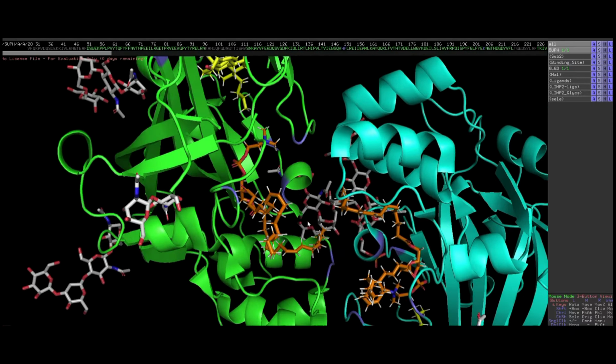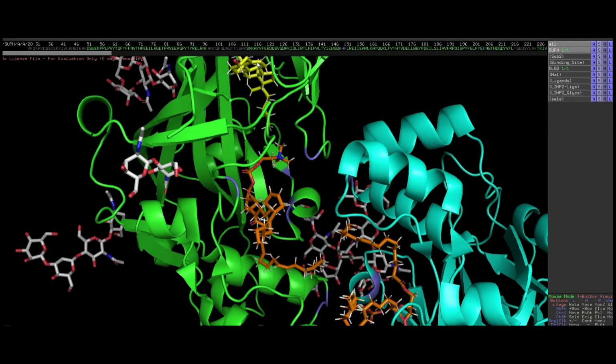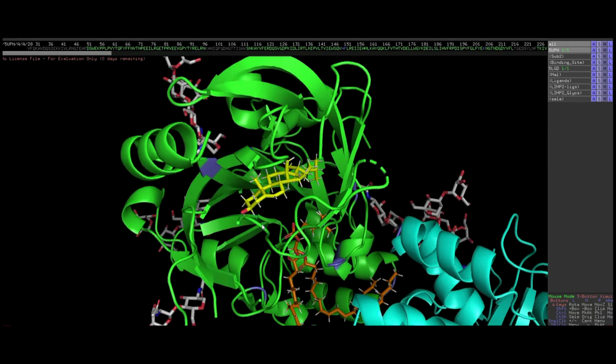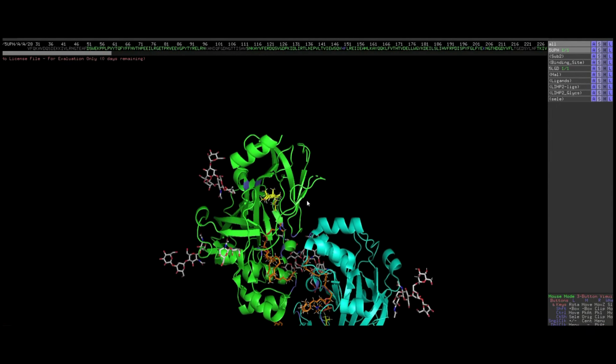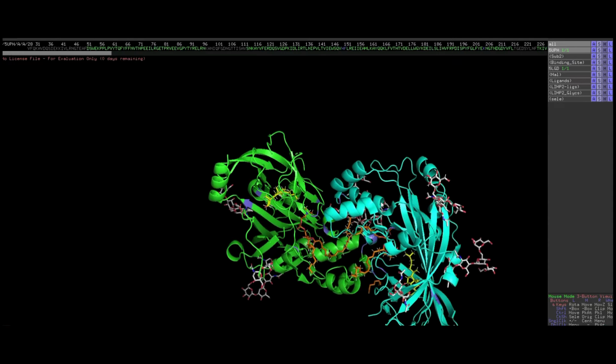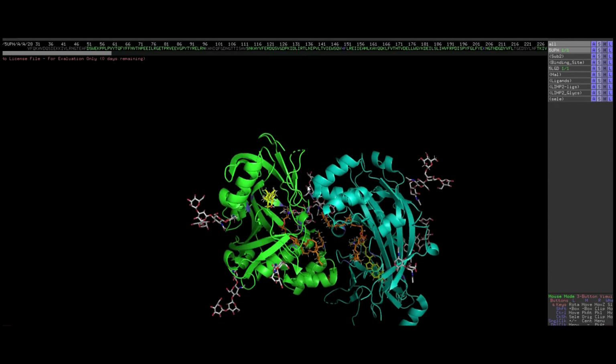So this is actually a phospholipid bound into here. And we can look up here at what I have in yellow. That is actually a cholesterol bound into there. And this stuff in gray are glycosylations. So this is a glycosylated protein here.